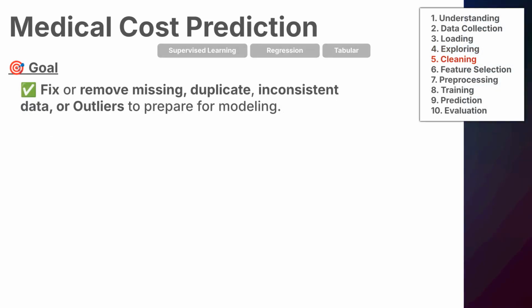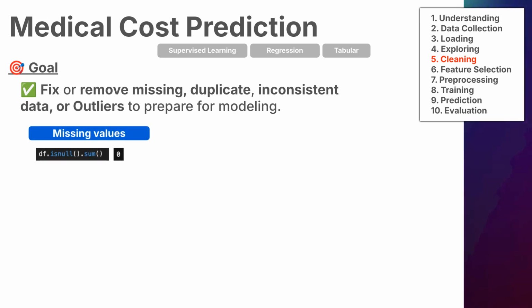5. Cleaning the data. Before moving forward with modeling, we'll do a data cleaning step to ensure the dataset is accurate, consistent, and free of issues that could negatively affect model performance. First, we check for missing values using the isnull sum method. Fortunately, there are no missing values in any of the columns, so no further action is needed in that regard.